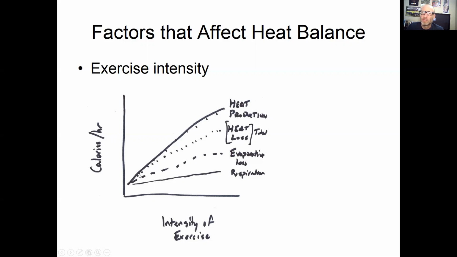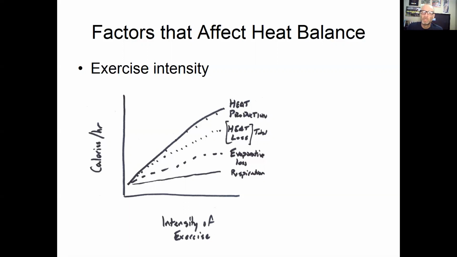The amount of heat lost also goes up as we exercise, but there's a gap between the amount of heat lost and the amount of heat production in general. Again, it depends on the bias, which is hot environments. If we're in a cold environment, maybe this would look different. But that gap is going to be influenced by lots of different things.